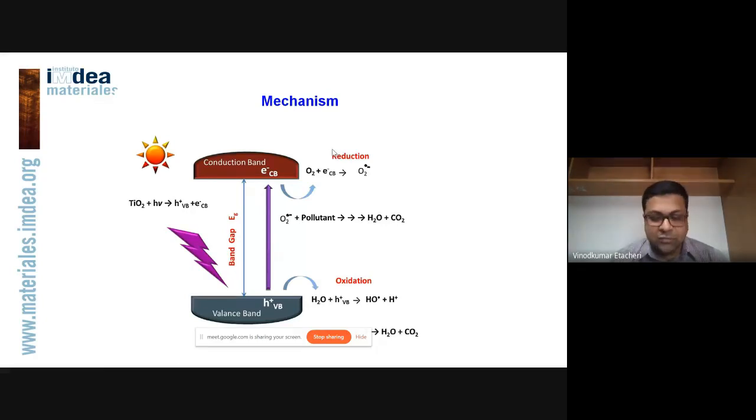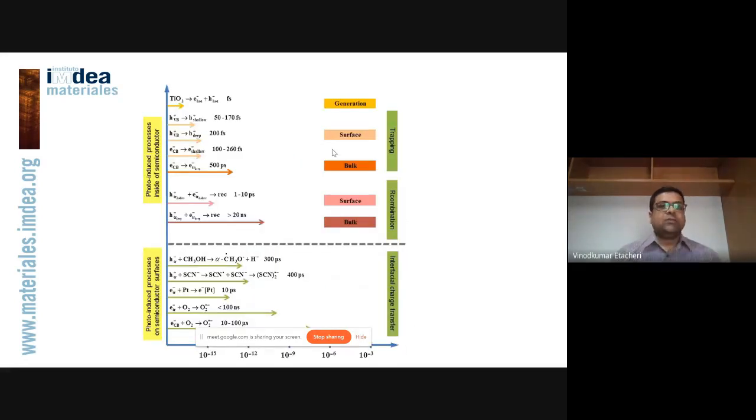So this is a simplified mechanism. So let's go into details. So the overall reaction is not that simple. So if we can see the whole mechanism. So once the electron and hole pairs are generated, there are different types of side reactions and interfacial reactions. So these are the whole process and time scale.